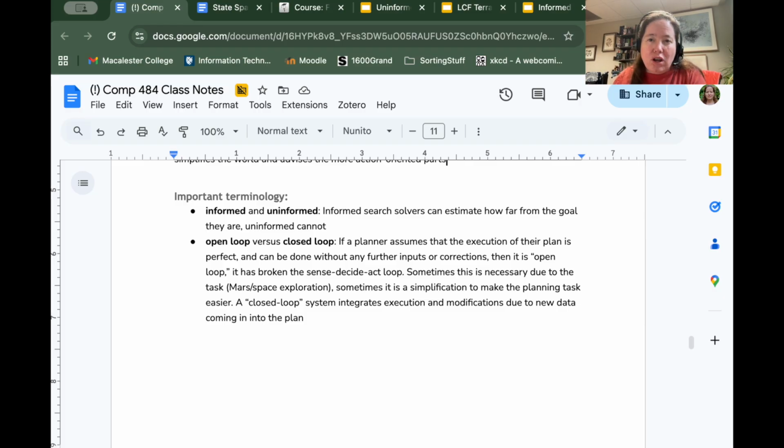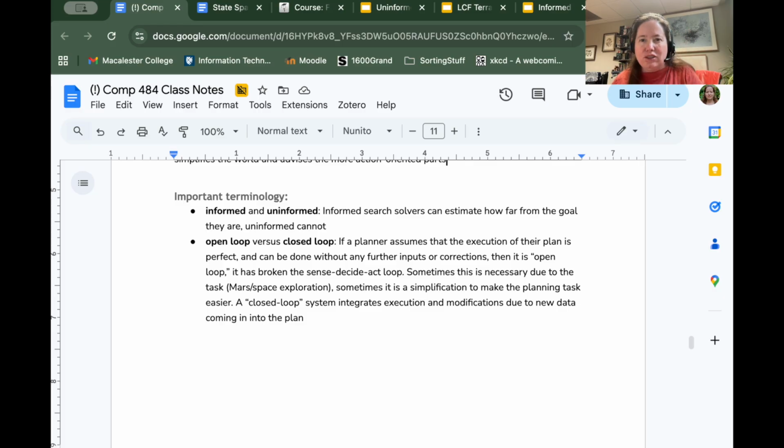Another pair of terms that are also very important to keep in mind are the question of, is it an open loop or a closed loop system? So these two terms get used in robotics, but they also come up in other agent-based discussions. An open loop problem occurs when the planner who's trying to solve the problem assumes that they can generate a perfect solution, and that solution can then be executed perfectly by the agent. So it's an open loop problem because in some sense it's not paying attention to that sense, decide, act loop that we talked about agents having.